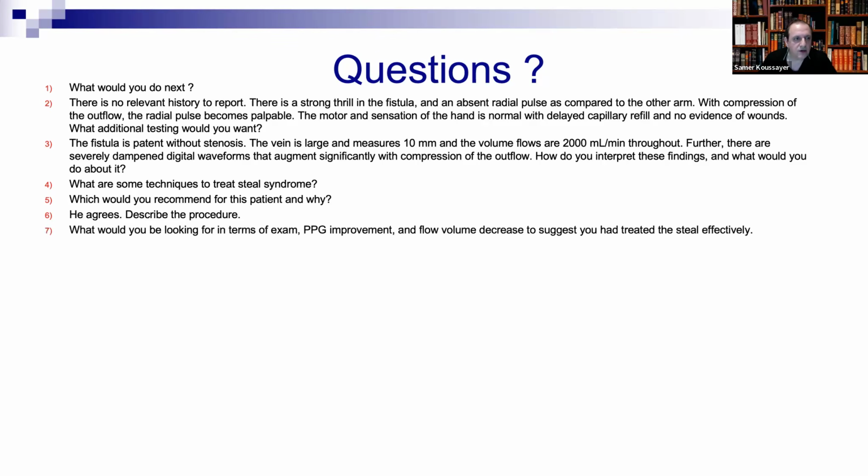All right, so what do you do? Looking for the term of exam, PPG improvement and flow decrease to suggest you're treating the steal effectively? Then PPG improvement, flow. Very important again. Yeah, you're right. We forgot that. Also, you are not looking only for PPG improvement. You have to look for the volume because this is a high volume. So the whole aim of this treatment is to decrease the volume. So you want to decrease it to where? What number would be acceptable for you?